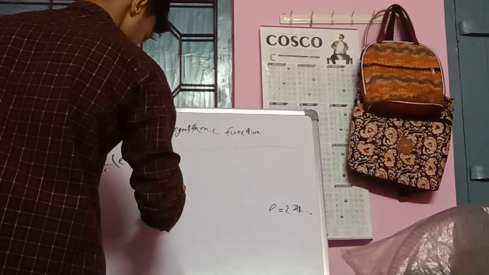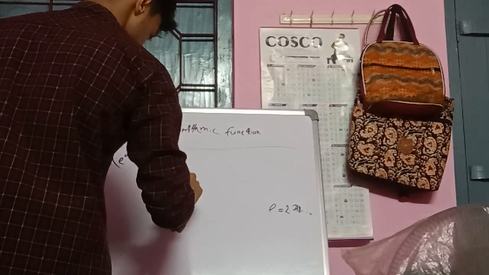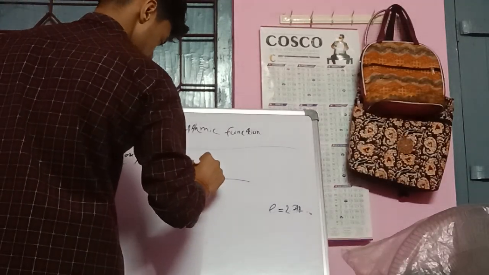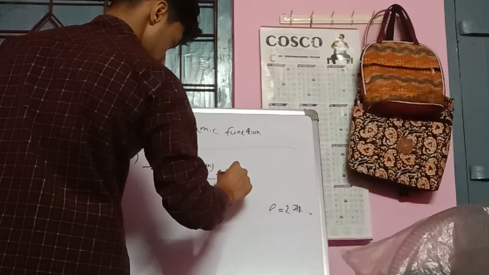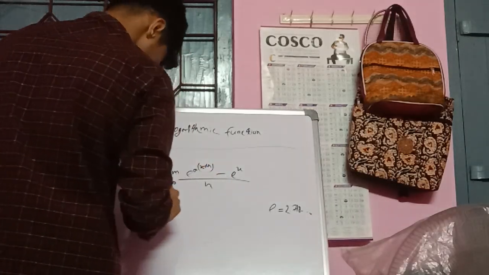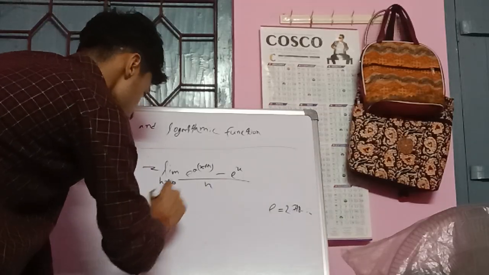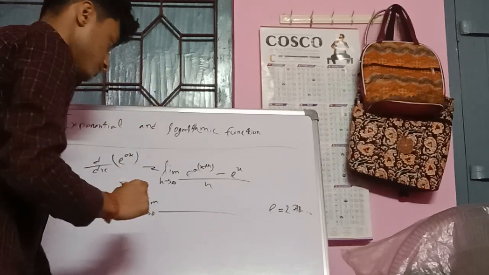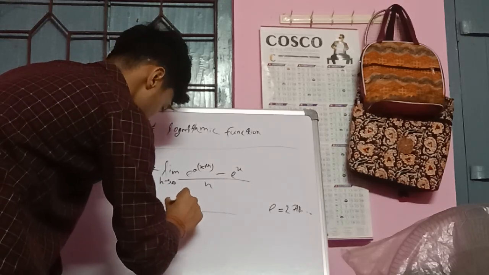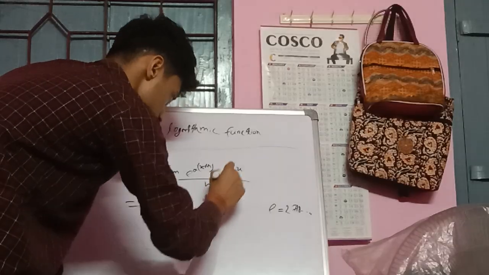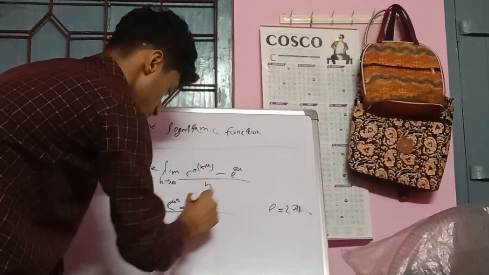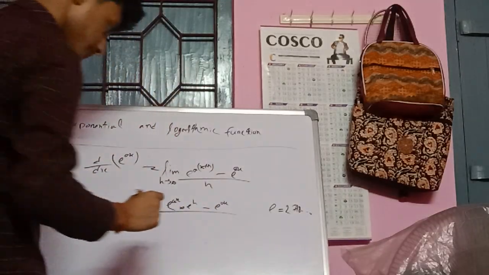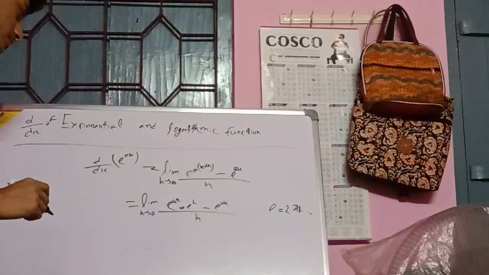Again with the first rule, as limit of h approaches 0, this would just be e to the power a times x plus h minus e to the ax, whole divided by h again. I can write this down as limit of h tends to 0, e to the ax times, sorry, here actually we have the x times e to the h minus e to the ax, whole thing divided by h.